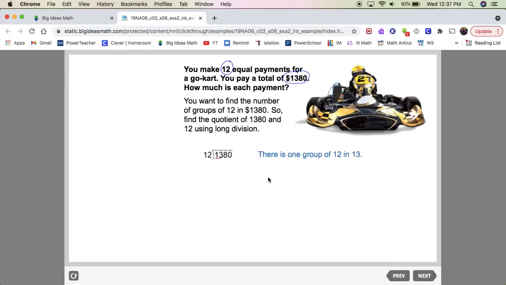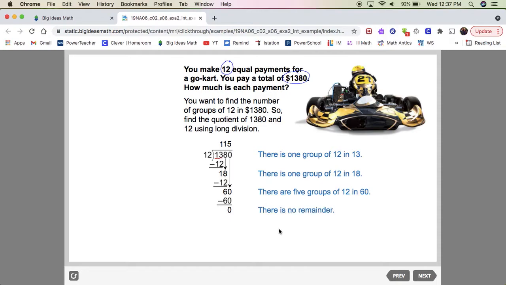12 goes into 13 one time, subtract. 12 goes into 18 one time, subtract. 12 goes into 60 5 times with a remainder of 0. So your payments are $115 a payment.